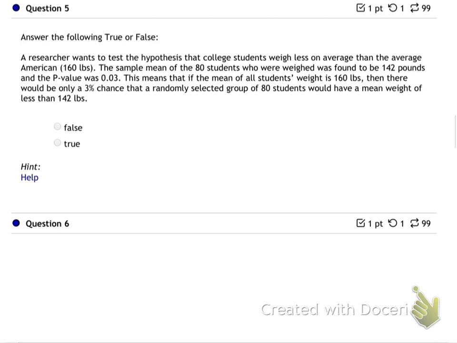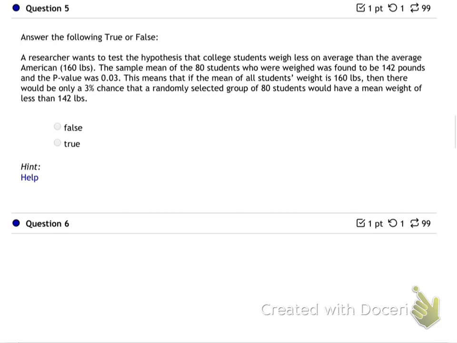Answer the following, true or false. A researcher wants to test the hypothesis that college students weigh less on average than the average American. The sample mean of 80 students who were weighed was found to be 142 pounds. The p-value is 0.03. This means that if the mean of all students' weight is 160, then it's this hard talk again.